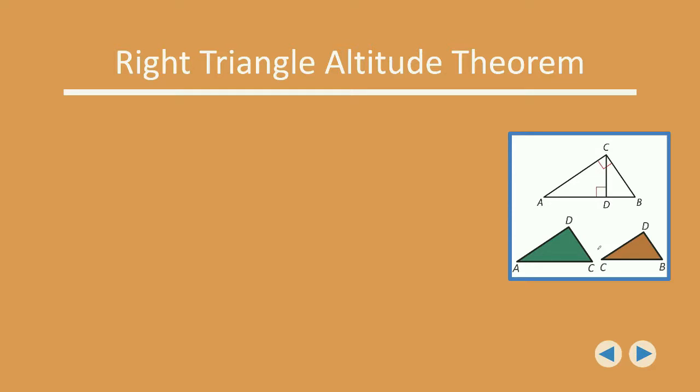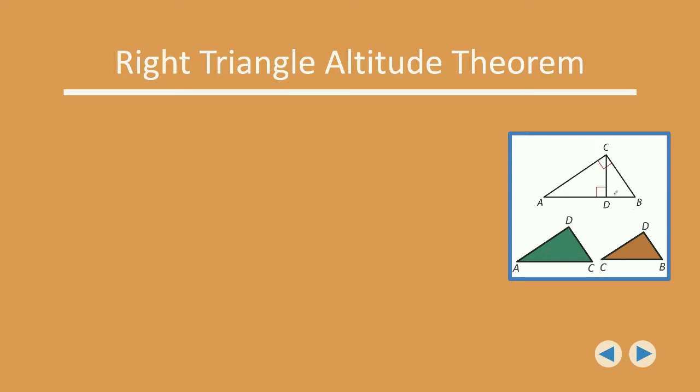Now, what we can notice here is that these triangles are going to be similar to the original triangle because we have angle, angle. We have angle A congruent to angle A, and then the right angle D congruent to this right angle up here, angle ACB. Same concept over here. Angle B is congruent to angle B.